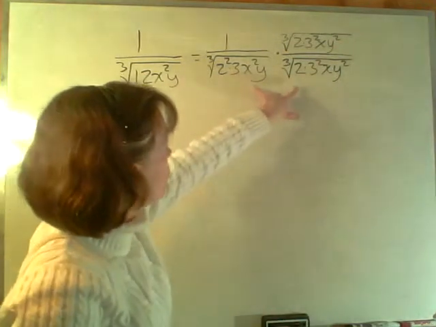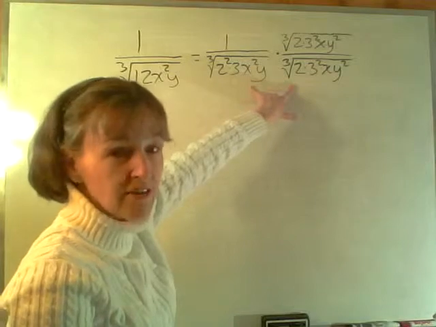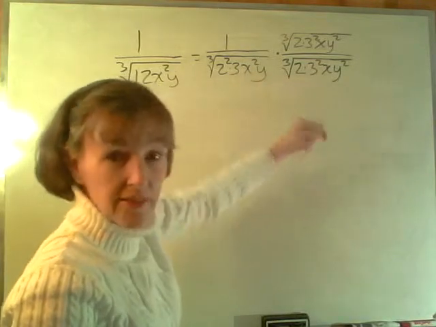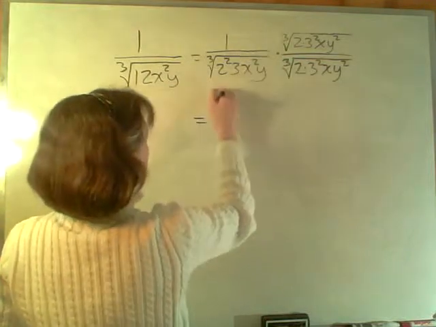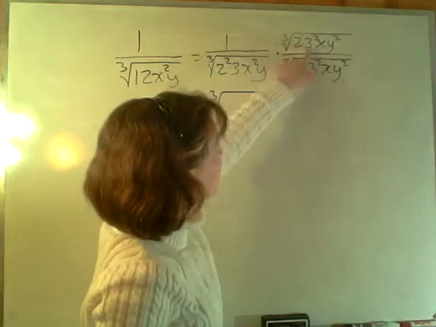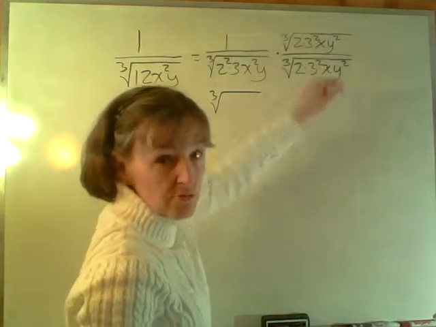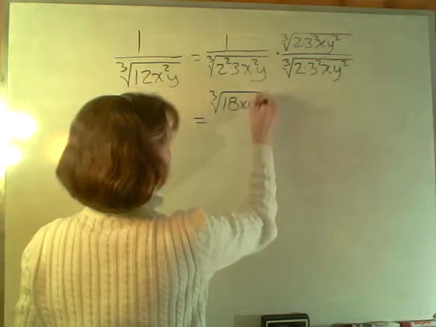So you see, when I multiply these two cube roots, I should have 3 of everything, and that will make the cube root go away. So in the numerator, I'll have the cube root of 2 times 3 squared. 3 squared is 9. 2 times 9 is 18. So I'll have the cube root of 18xy squared.